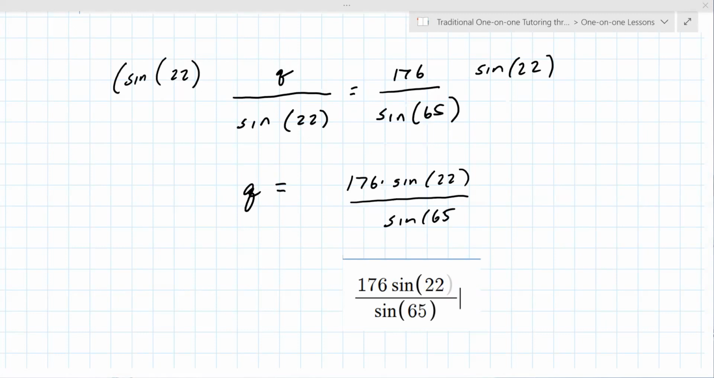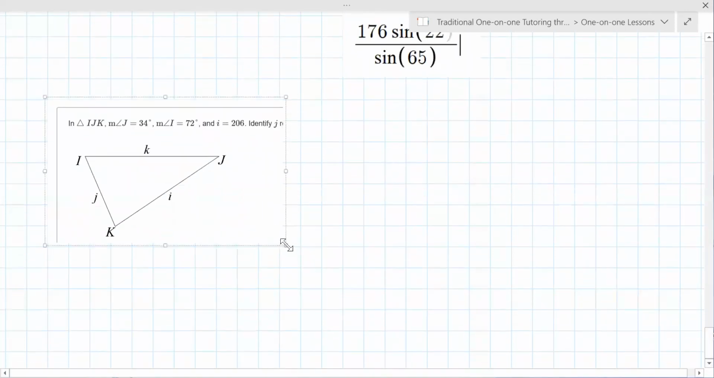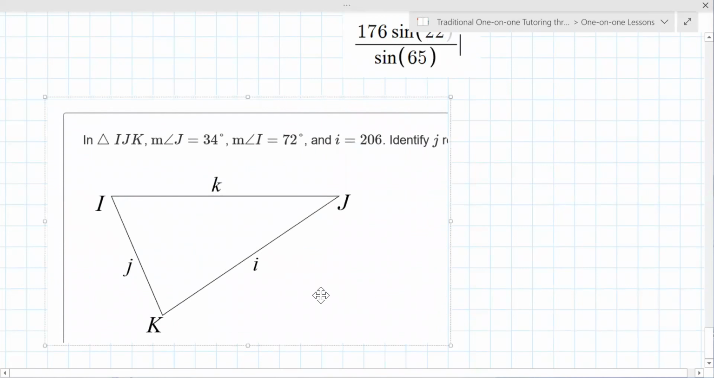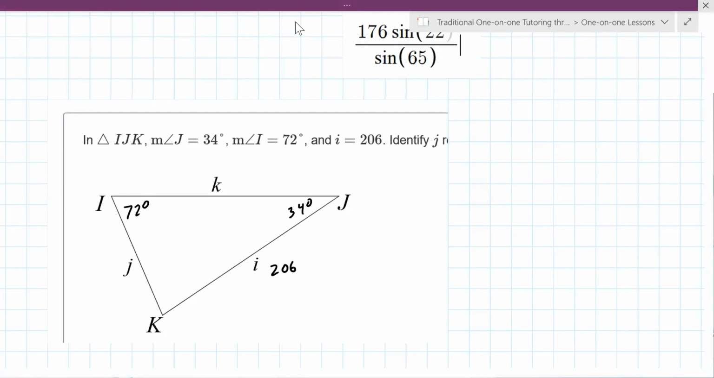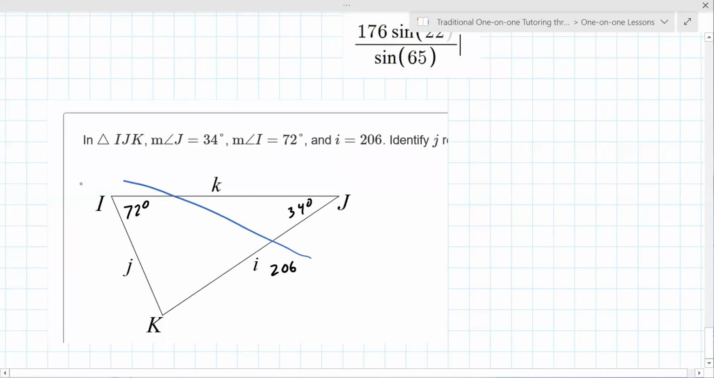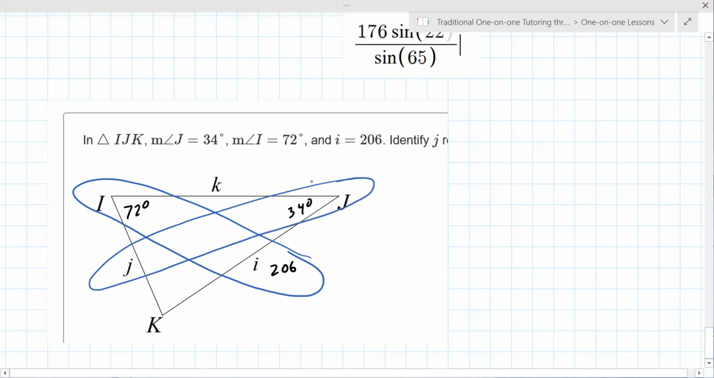Okay, let's look at another problem here. This is the last law of sines problem in this section. Angle J is 34 degrees. Angle I is 72 degrees. And little i is 206. Do you see that? Notice we have this pair right here, and we have the J pair. We can get the other j, and that's what we have to find.